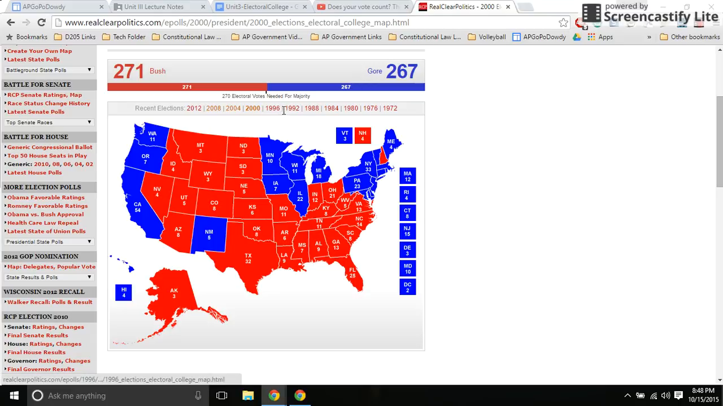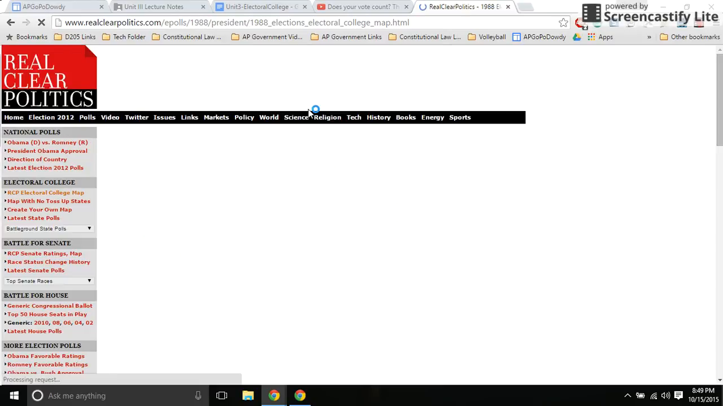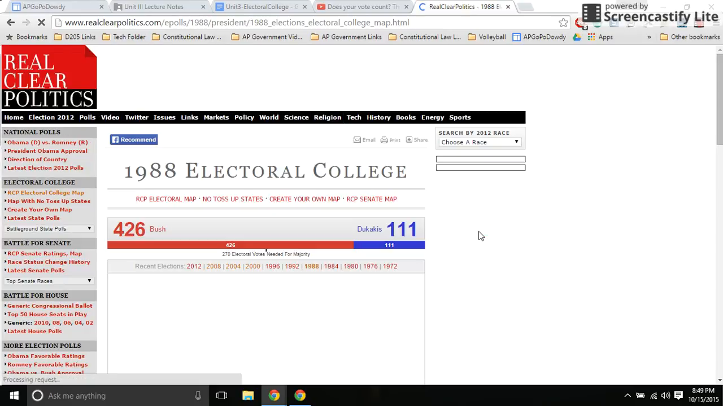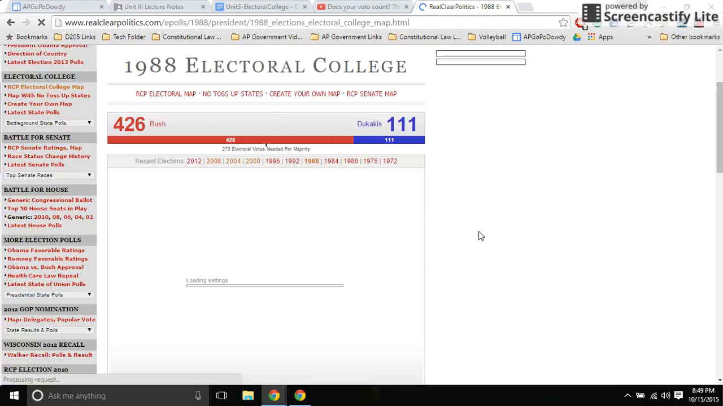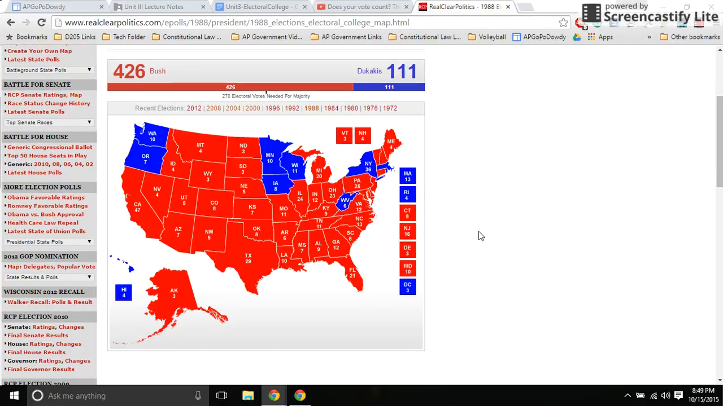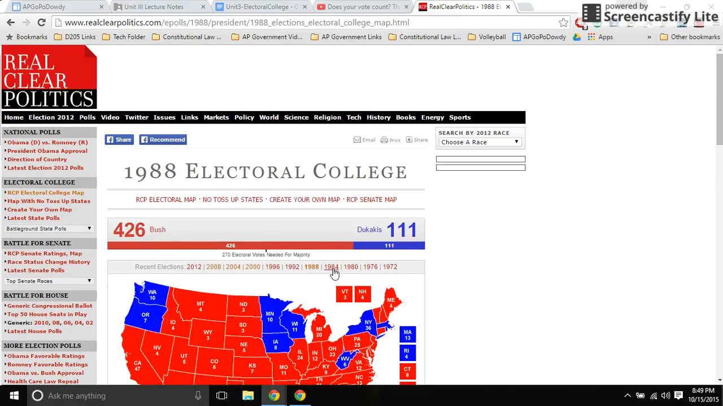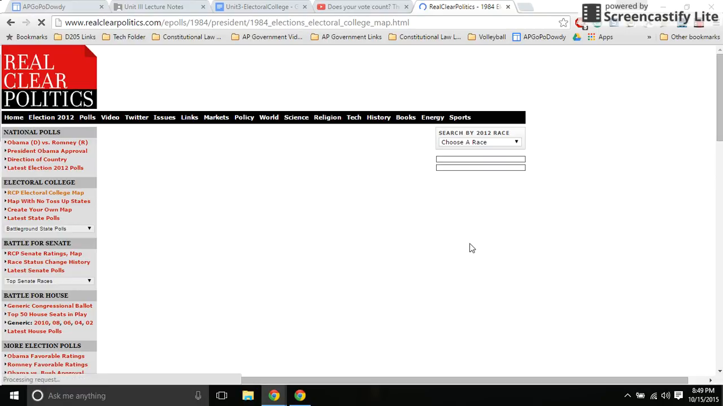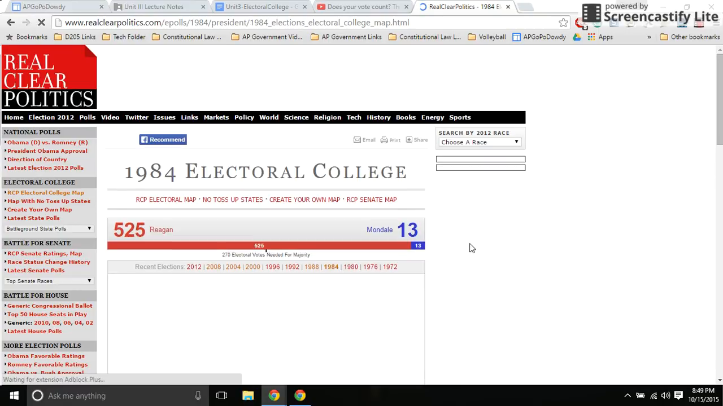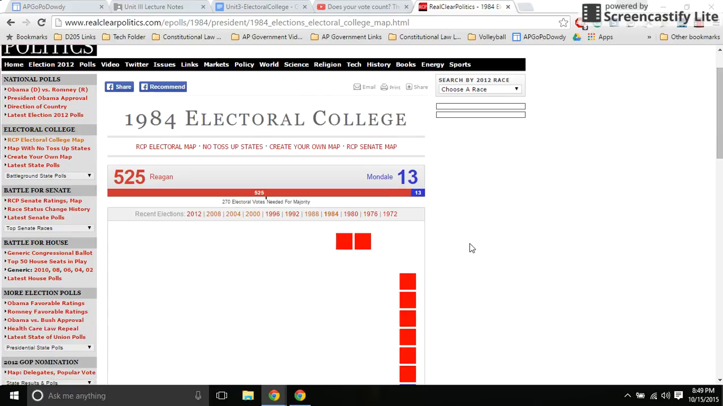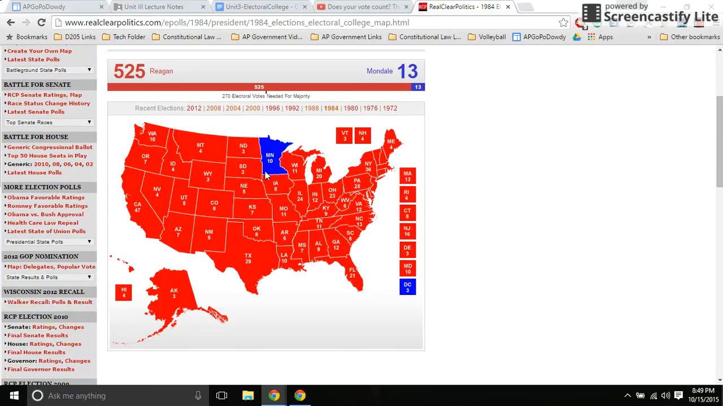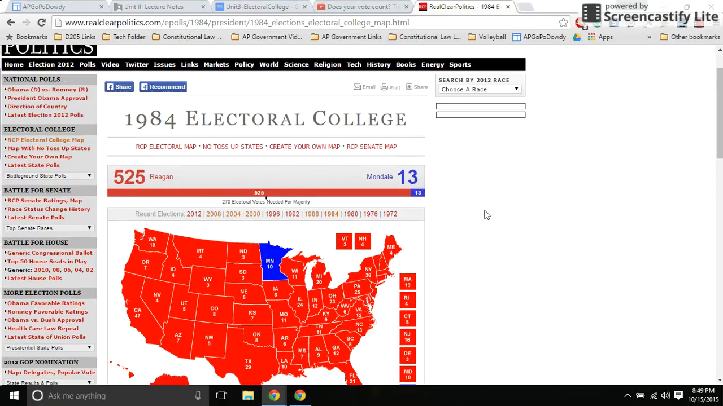Let's go to Ronald Reagan, our Republican dominator. Dukakis, unbelievable. Almost entirely red. Even though Dukakis probably had 43, 44% of the vote, in the Electoral College he's trounced. Let's take a look at 1984. What's going on in 1984? Unbelievable. Mondale's a loser. He won his own state and he won D.C. That's it. Unbelievable. So a complete whitewash.